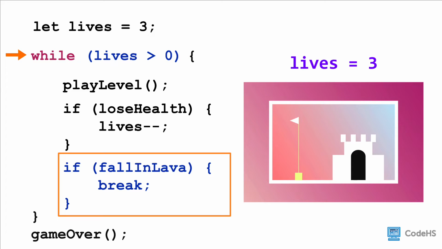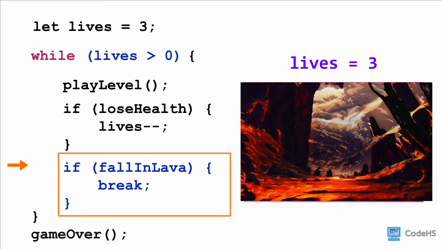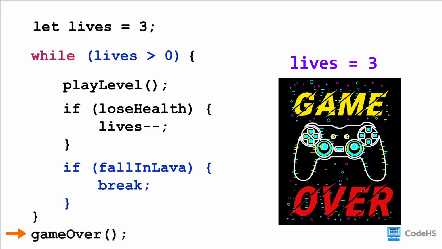Let's walk through the loop. When lives is greater than zero, which is true, we go into the loop. So we play the level. Then we fall into lava. This will turn the condition of the if statement to true, and so we go inside of our if statement and execute the break. Once we hit the break statement, we exit the loop. Now, it's important to note that the program exits the loop immediately after hitting the break statement. Unlike the while loop, we don't continue to the end of the loop. We actually exit immediately.